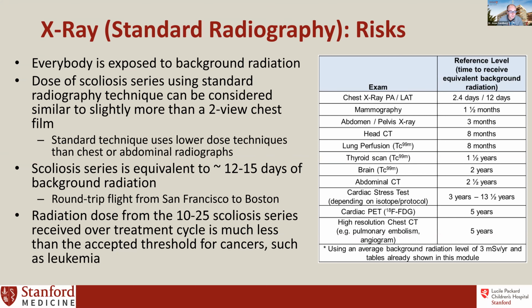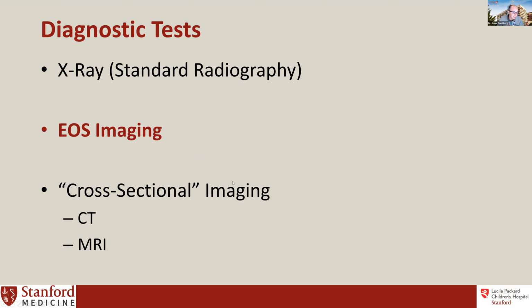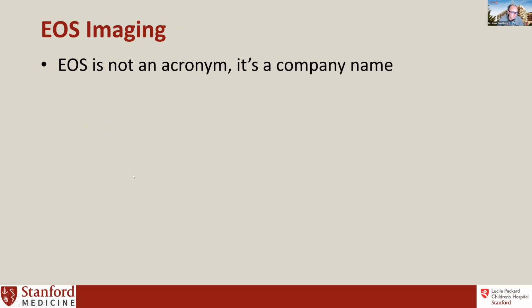And so over the course of treatment, depending on the severity of your child's scoliosis or follow-up, maybe they'll get 10 scoliosis radiographs. I've seen it up to 25. It all depends. Even if you add up all of those, it is much, much less than the threshold for cancer, such as leukemia. It's much less than even a single abdominal CT scan. But segueing into an imaging method to even further reduce radiation is something called EOS imaging.